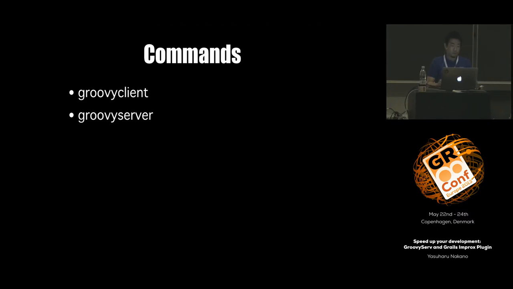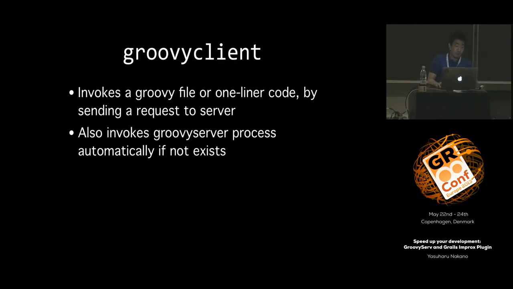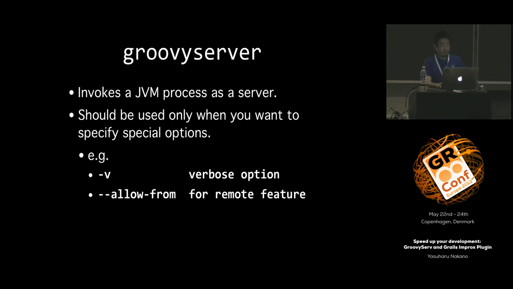Okay, and how to use? GroovyServ provides two commands. groovyclient is a front-end command. It invokes a Groovy file or a one-line script by sending a request to the server. It also starts the GroovyServ process automatically, if it doesn't exist. groovyserver can control a server process. You should use it only when you want to specify special options, so it's not usually used.